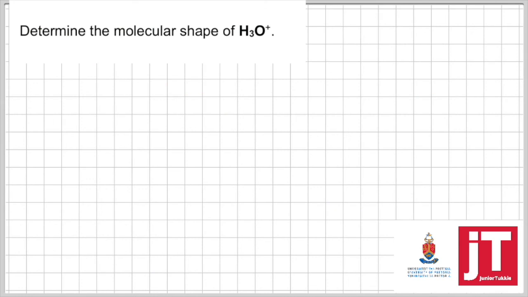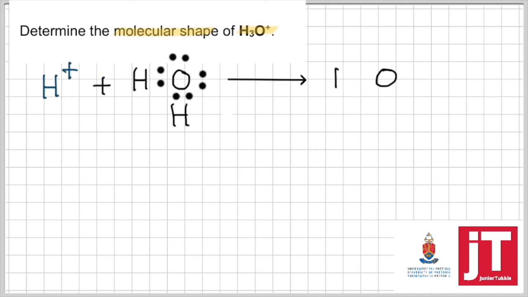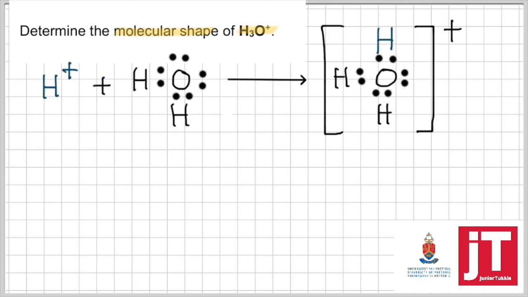It says, determine the molecular shape of H3O+. This is the hydronium ion. If you have watched my other videos, you would know that there's one video where I explain and complete a problem involving a dative covalent bond. So what I have written on the screen should be very familiar to you, and you should know that on the right, we have the Lewis diagram for H3O+, the hydronium molecule.